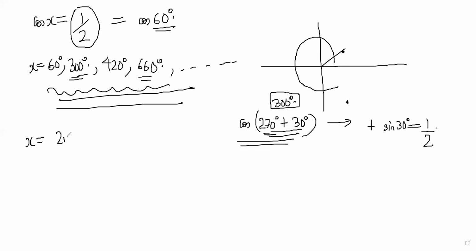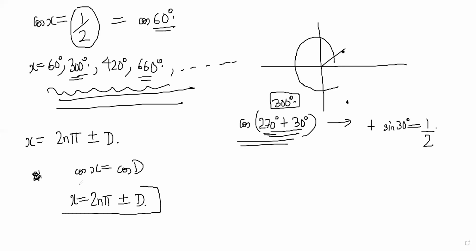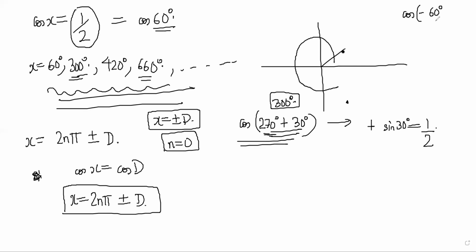Here we can write x is equal to 2n pi plus minus d. So for example, here you have cos x is equal to cos d, suppose. Cos x is equal to cos d was my equation. I'm saying the answer will be x is equal to 2n pi plus minus d. So what are the possible values that you will get here? Let's see, n is equal to 0. X is coming as plus minus d, right? So notice that plus minus 60 degree both will satisfy. Cos of minus 60 is the same as cos of 60 degree.